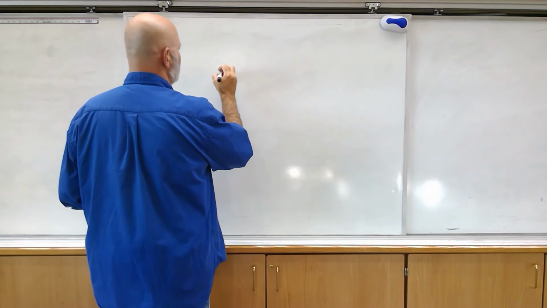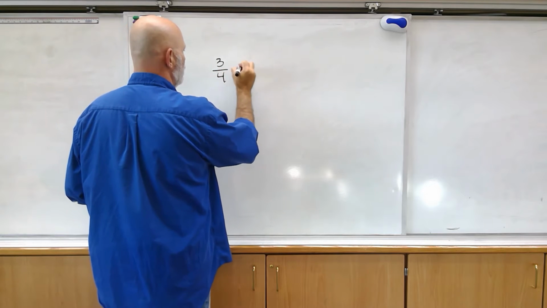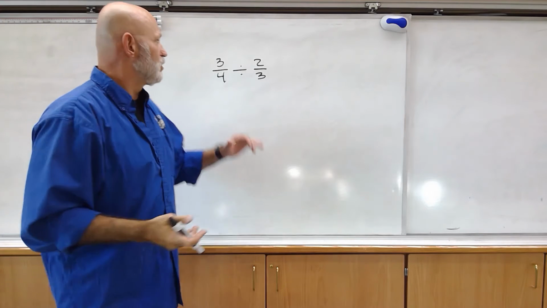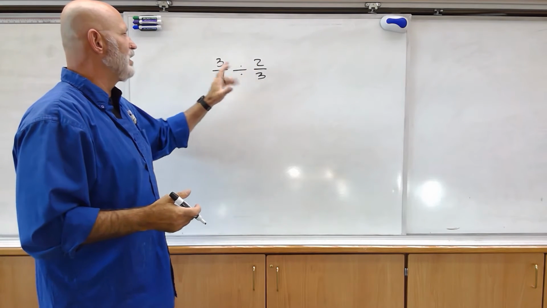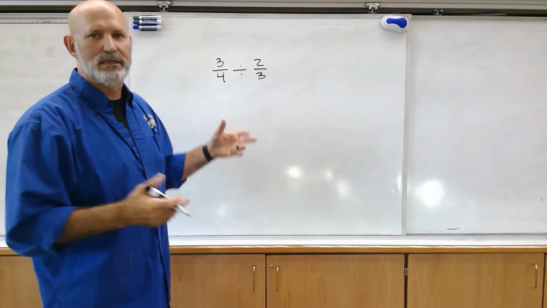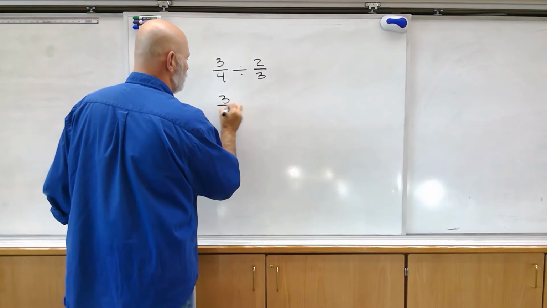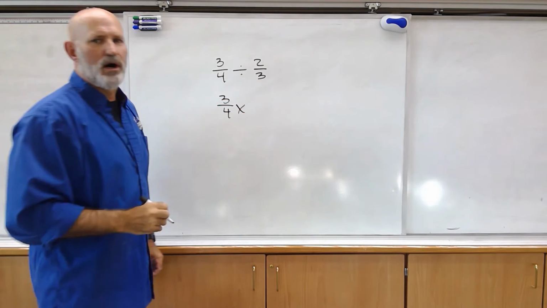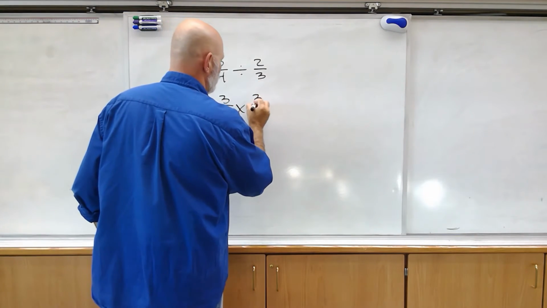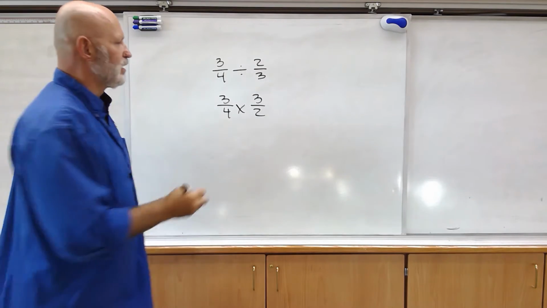So let's say I've got 3/4, and I'm going to divide it by 2/3. Now I don't really divide this. What I'm going to do is rewrite this as a multiplication problem. So 3/4 multiplied by the reciprocal of this divisor here, which is 3/2. Now I can just go ahead and multiply straight across.